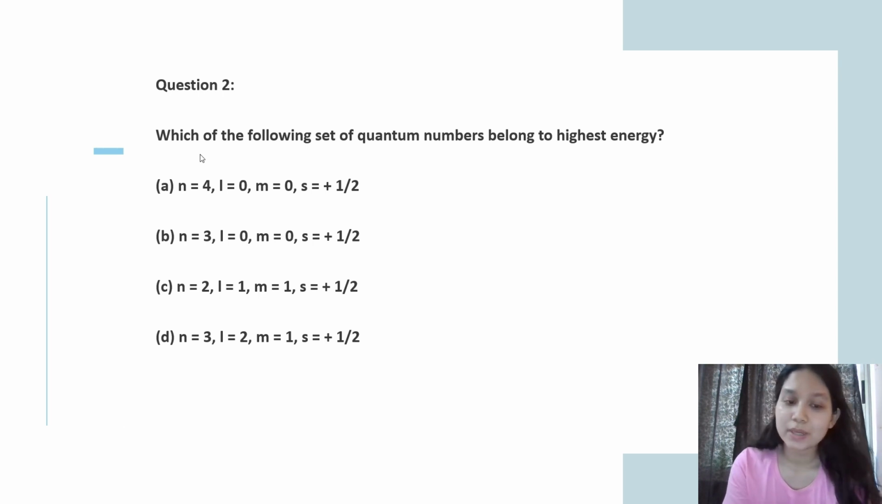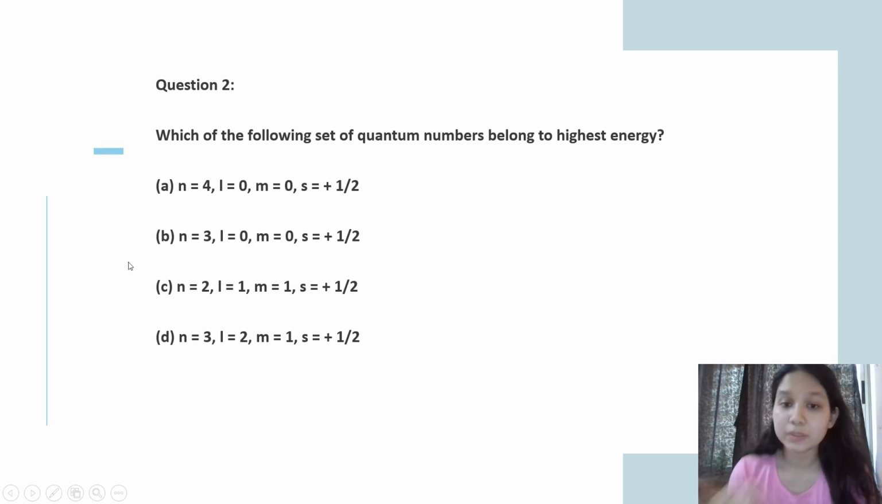Payal. So yes, we will have to see n plus L value, principal quantum number plus azimuthal quantum number. So addition we will have to see for which set it is highest. But suppose this addition value is same for two sets, then we will have to move to see the higher principal quantum number. Yes, very good. So here, as Dr. Payal said, that we will see the addition of n plus L.